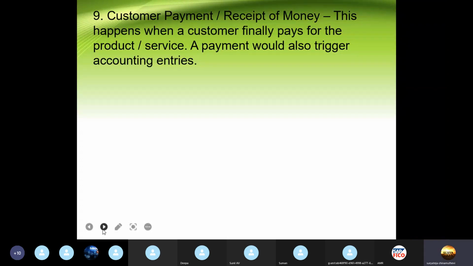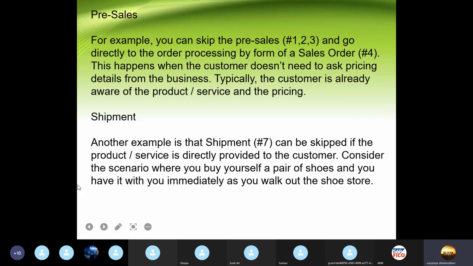Pre-sales. For example, you can skip the pre-sales. That means skipping what I have earlier mentioned by serial numbers 1, 2, 3 and going directly to the order processing in the form of a sales order, which is serial number 4. This happens when the customer doesn't need to ask pricing details from the business.